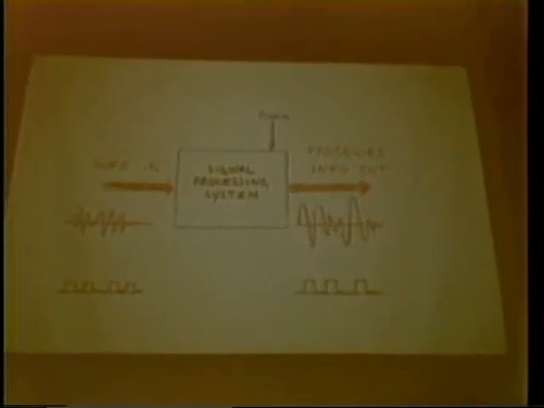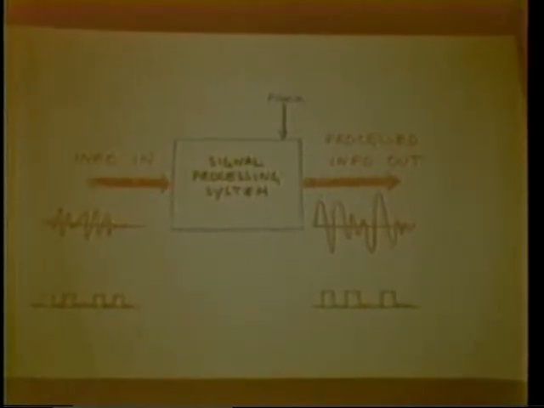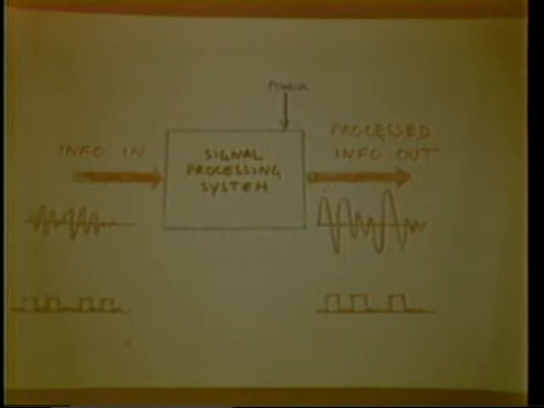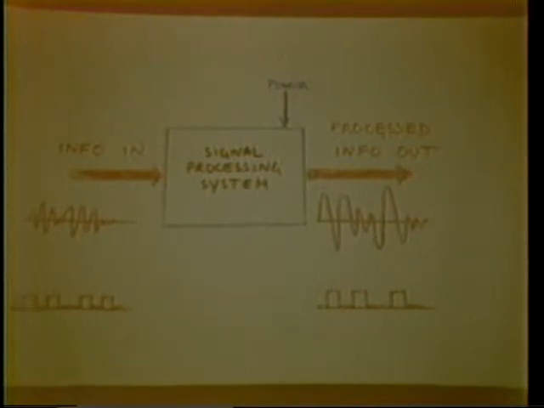Now, we perform certain functions on that signal, and typical functions are analog amplification, or digital recoding, or A to D conversion, or D to A conversion. Those are generalized functions of signal processing. It takes a little bit of power to accomplish that, and one of the objectives of modern signal processing electronics is to minimize the amount of power it takes.